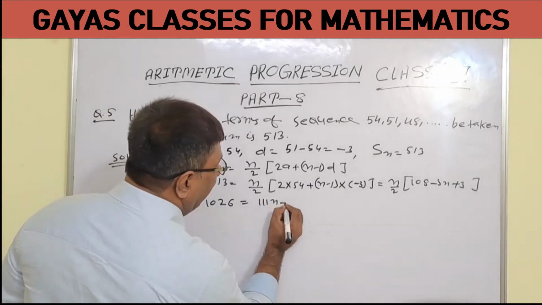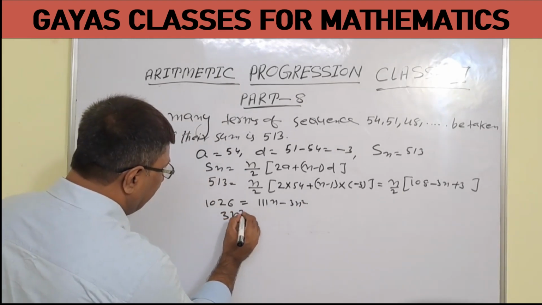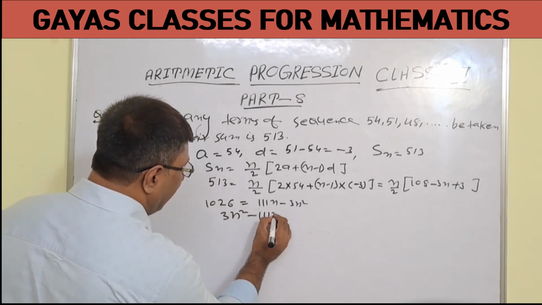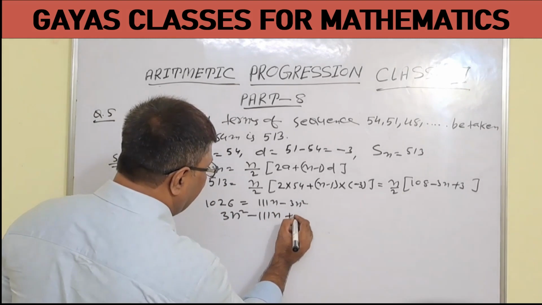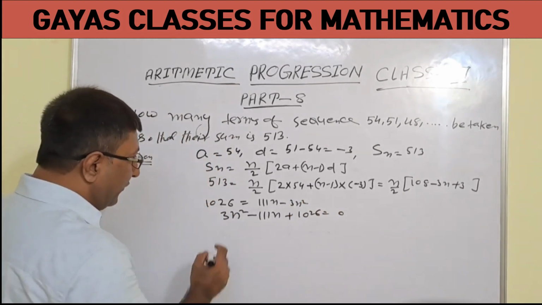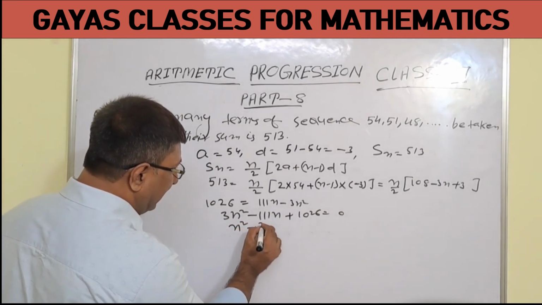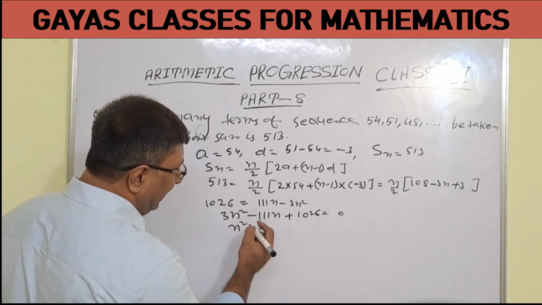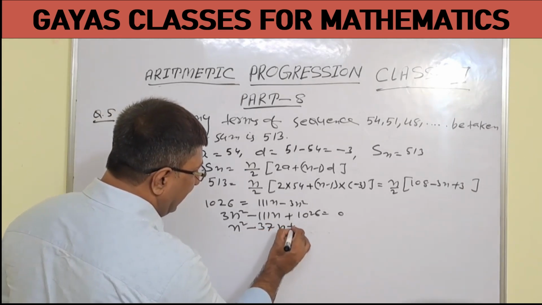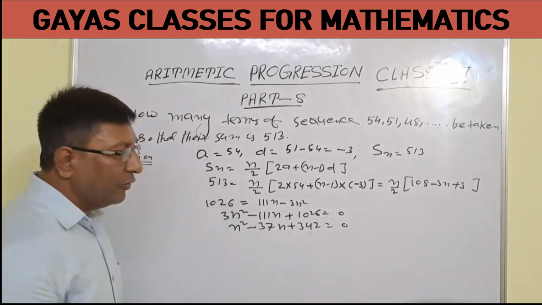111n, and minus 3n square. So we can easily write 3n square minus 111n plus 1026 equal to 0. If we take 3 common, we will get n square minus 37n plus 342 equal to 0.